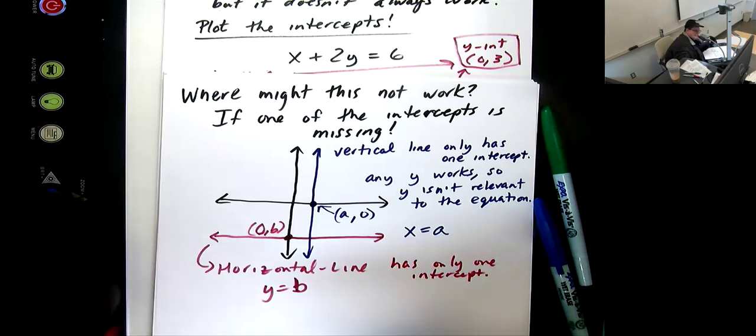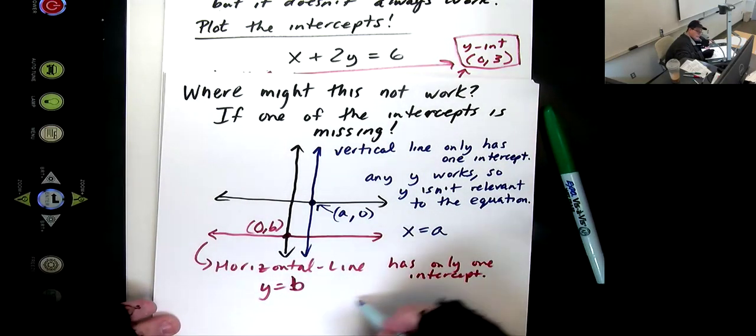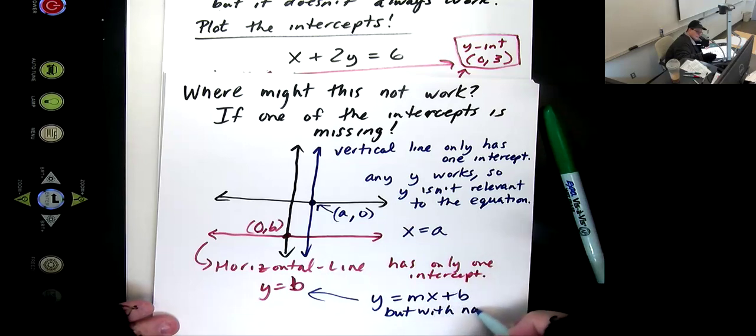This one is easiest to see from the slope-intercept form. Y equals mx plus b, but with no rise. The line isn't going up or down, so m equals 0.